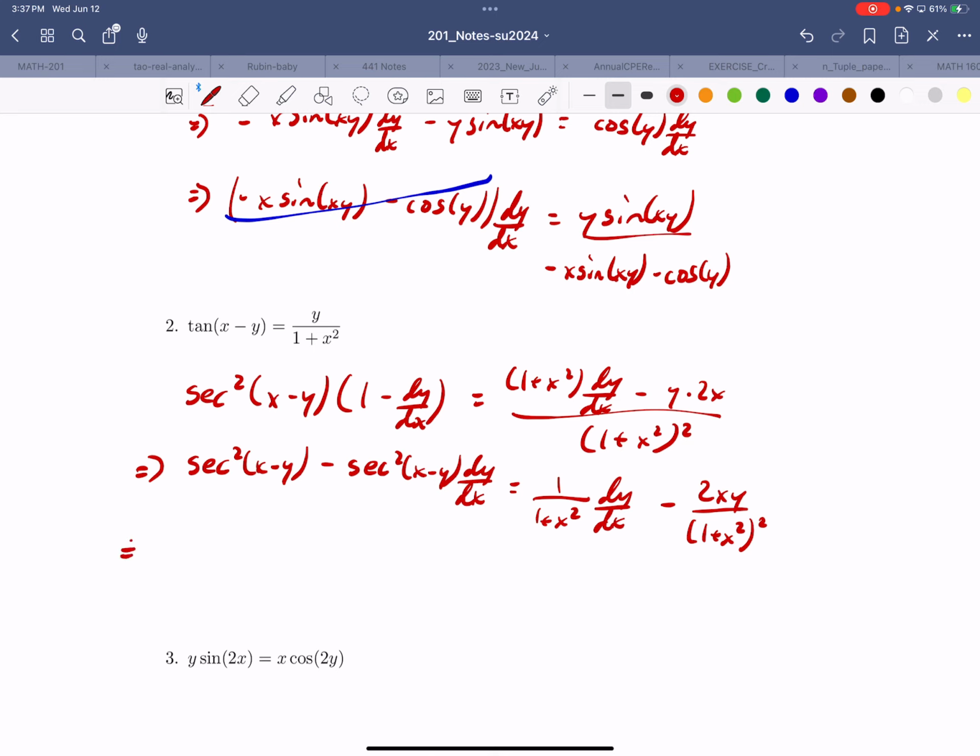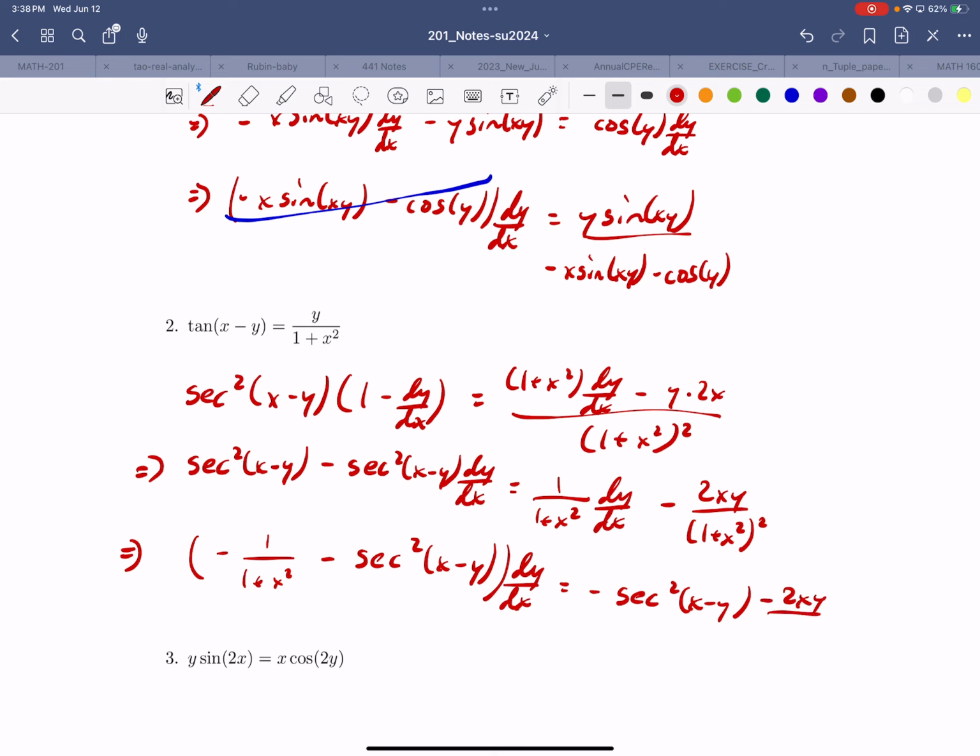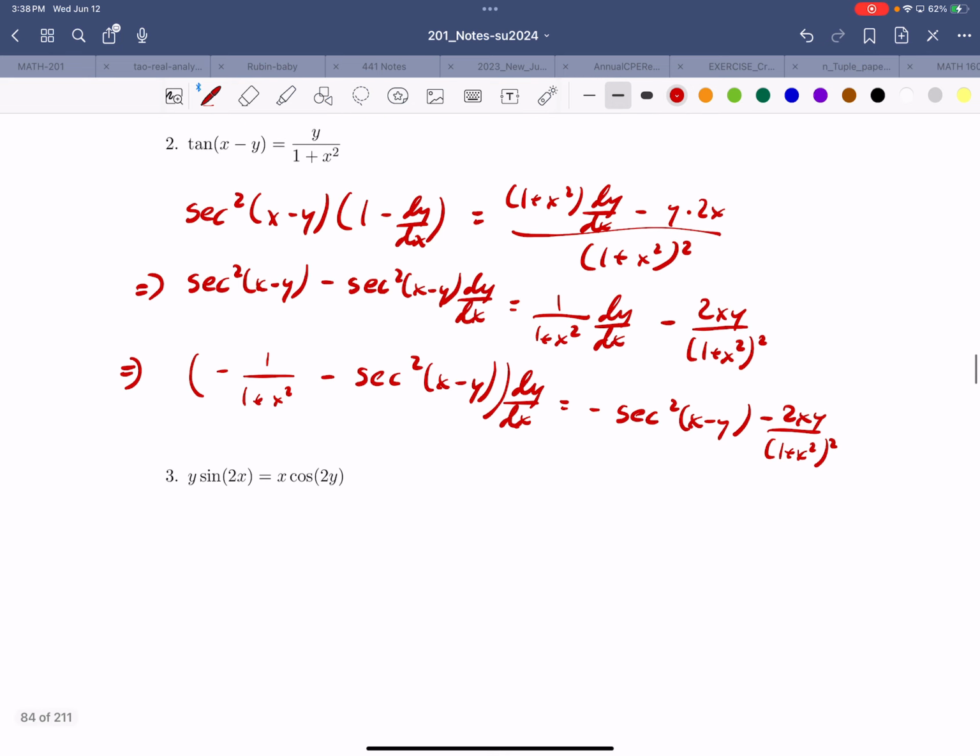So at this point, same thing as before. See how this requires a bit of work, but it's very formulaic, right? We're going to get negative 1 over 1 plus x squared minus secant squared x minus y dy over dx equals negative secant squared x minus y minus 2xy over 1 plus x squared quantity squared. And then just divide this gross thing out.